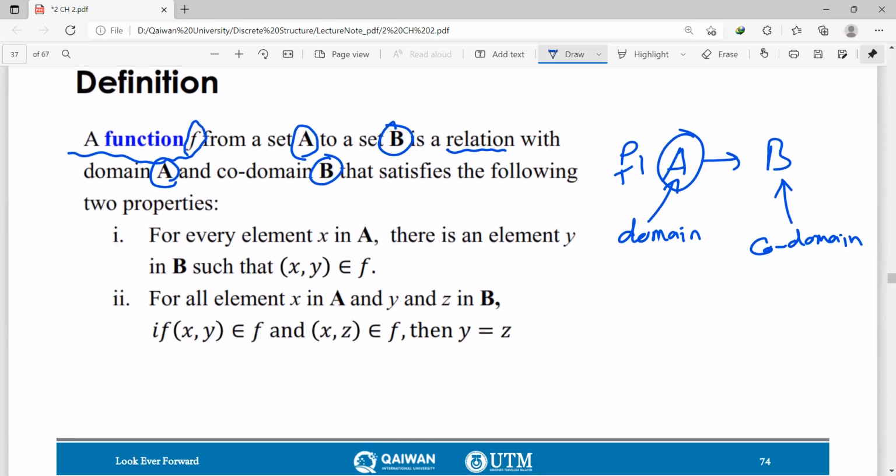Here, the function must satisfy these properties. First, we say for every element in A, we must have an image in B. Okay, for every x in A, there is an element y, we must have an image in B. Okay, and here we say (x, y) is in the function, (x, y) belongs to the function. Here, x is from the domain and y is from the codomain.